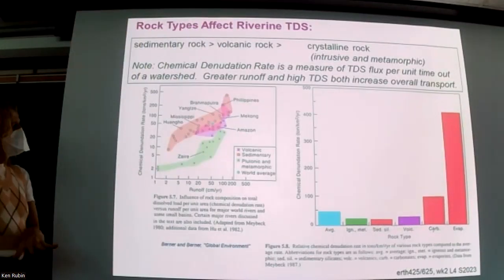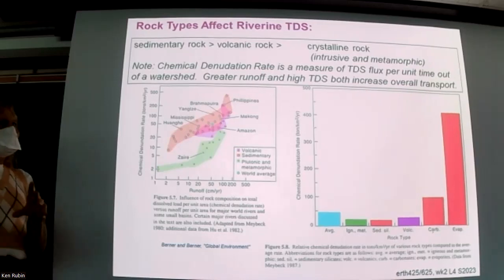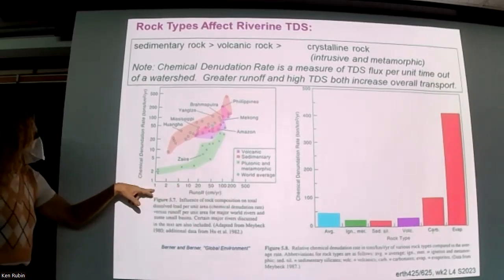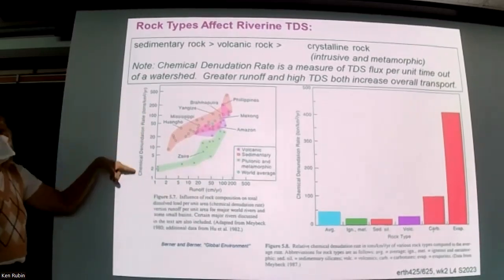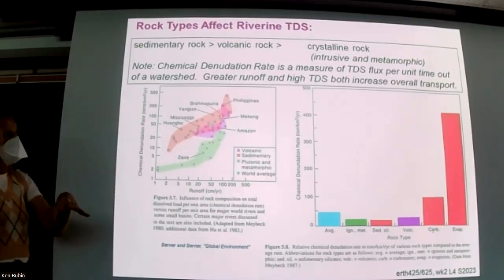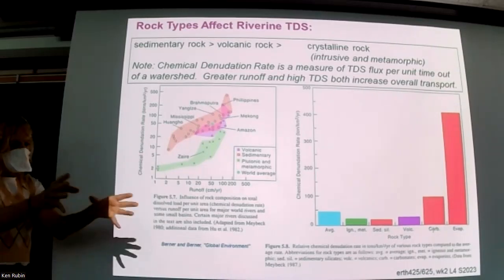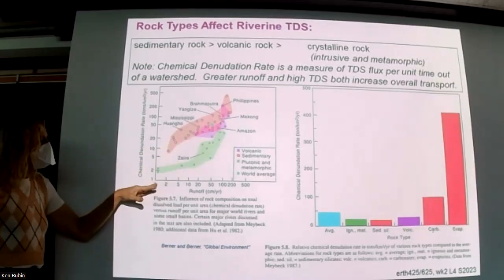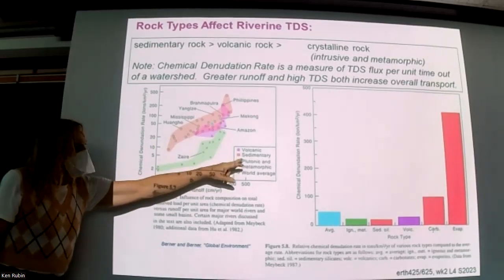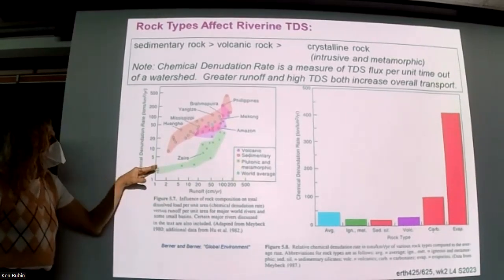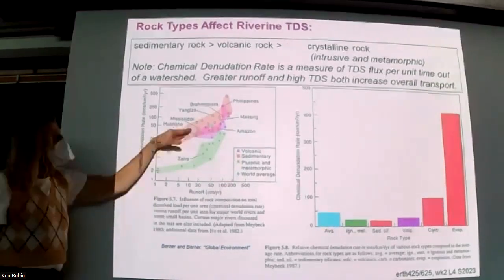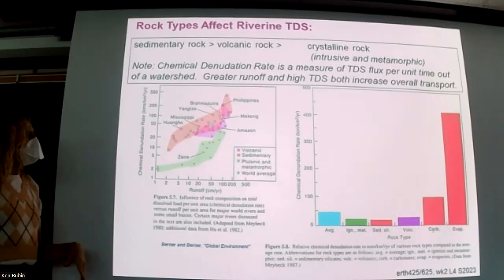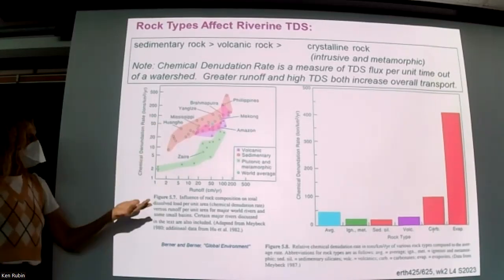So another slide here tells us a little bit about rock type from the general classification. This is runoff in a log scale, something called chemical denudation rate, which is basically just the tons of solute per square kilometer of watershed per year. You can see it increases for all kinds of rocks, but plutonic and metamorphic rocks, crystalline rocks, have a lower curve than volcanic and sedimentary. The world average is here. And that means that some rocks weather more quickly.